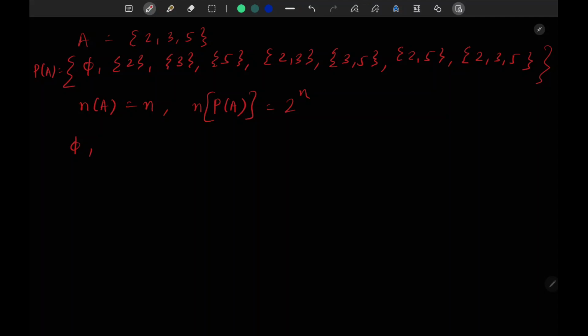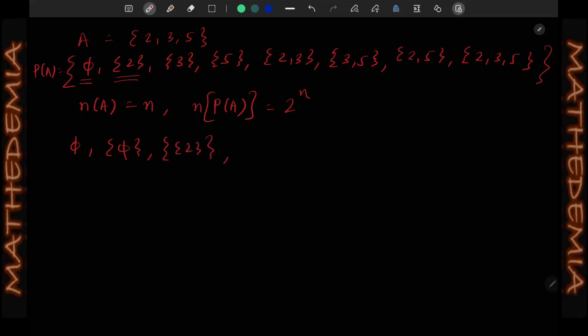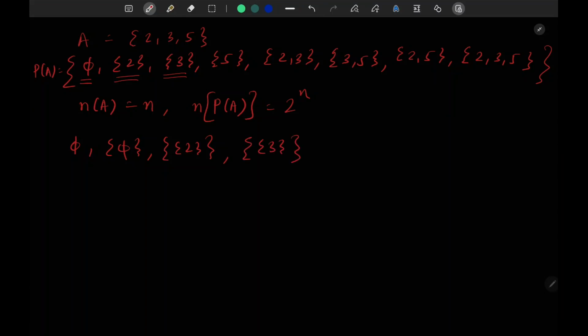Now if we take one element at a time, we first have to take 5 and put it in a set. So the first subset will be the set containing 5. The second subset will be taking this element and putting it in a set. The third subset will be taking this element and putting it in a set. This will continue till we take all the elements from the power set of A, taking one at a time, then taking two at a time, then taking three at a time, and so on.